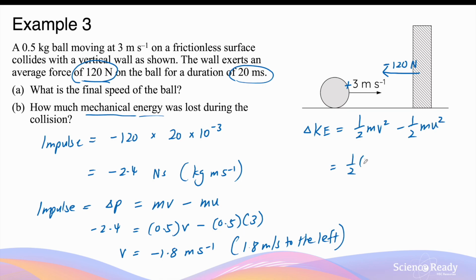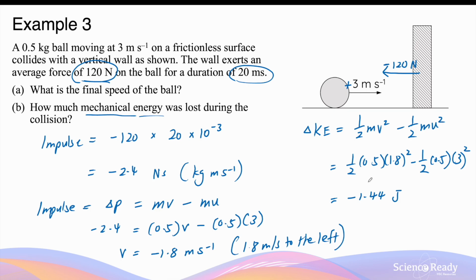We already know the final and initial velocity of the ball, as well as its mass. So it'll be half times 0.5 times 1.8 squared minus half times 0.5 again times 3 meters per second squared. This gives a change in kinetic energy of minus 1.44 joules. This means during the collision, 1.44 joules of kinetic energy has been transformed into other forms.